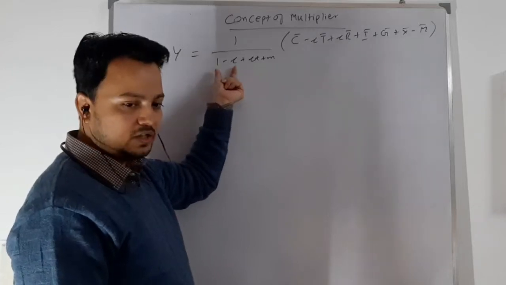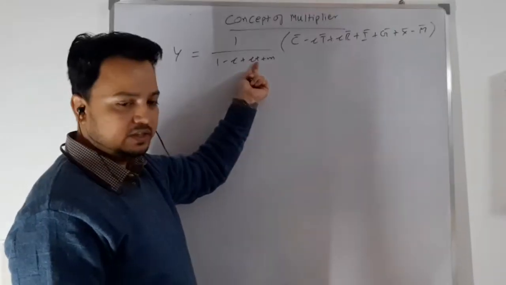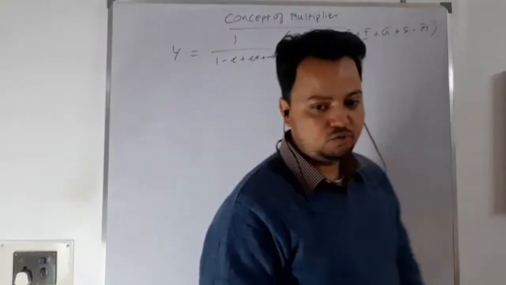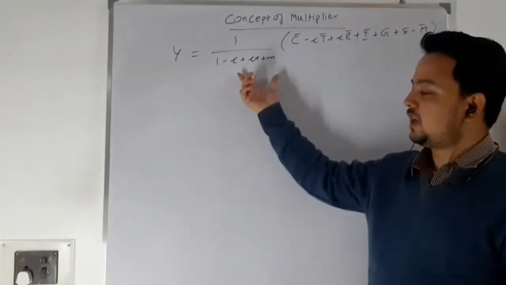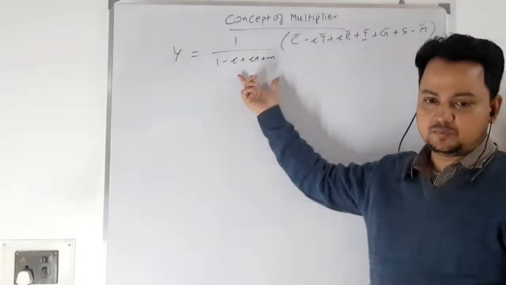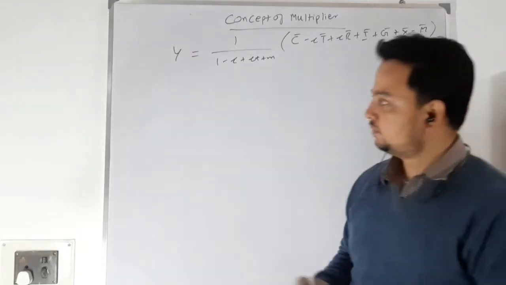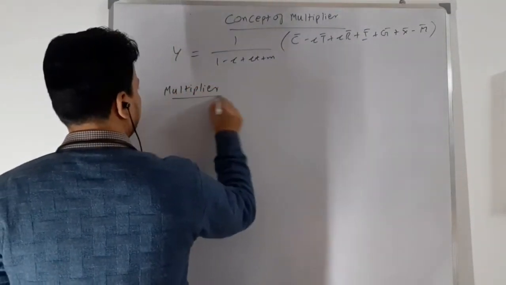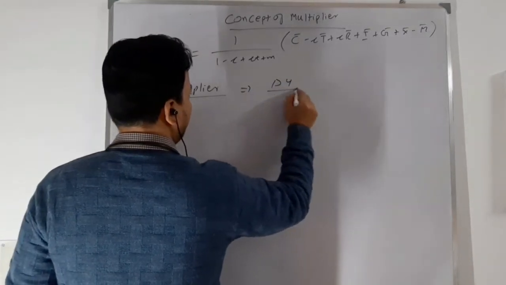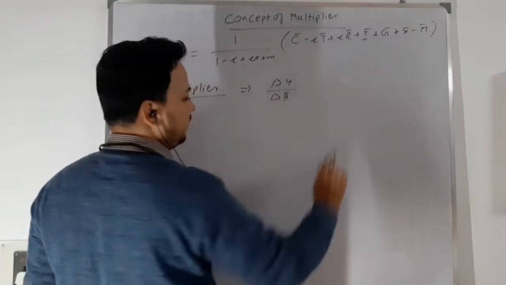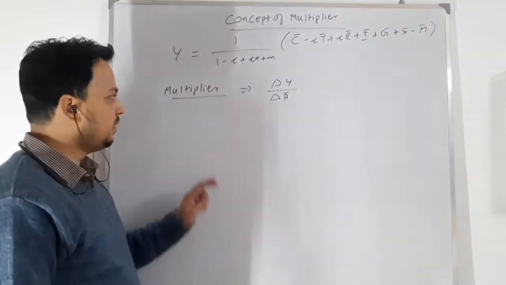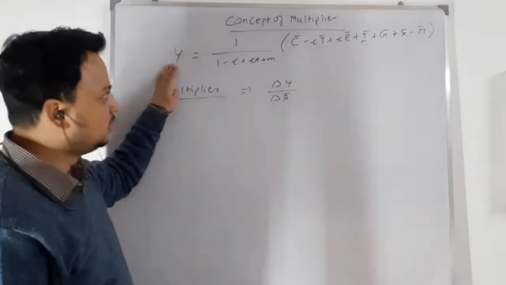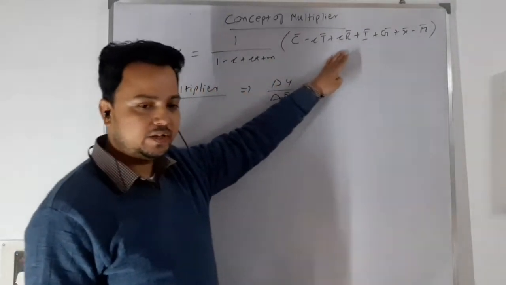1 minus small c is your marginal propensity to save, small t is the marginal propensity to tax or income tax, and small m is your marginal propensity to import. So this is the multiplier value that we get in an open economy, and I have defined multiplier as the ratio of change in income due to change in autonomous component of aggregate demand. This is the way we have defined multiplier.